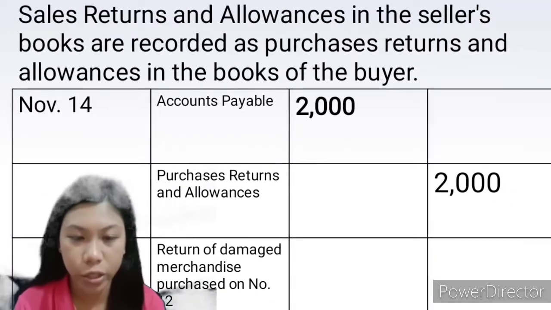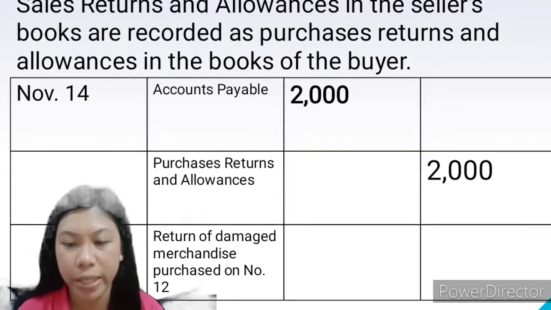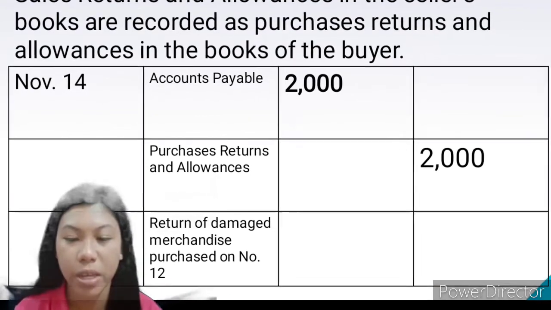Purchase returns and allowances. Sales returns and allowances in the seller's books are recorded as purchase returns and allowances in the books of the buyer.